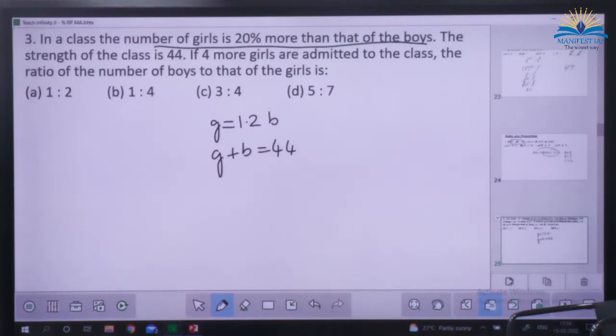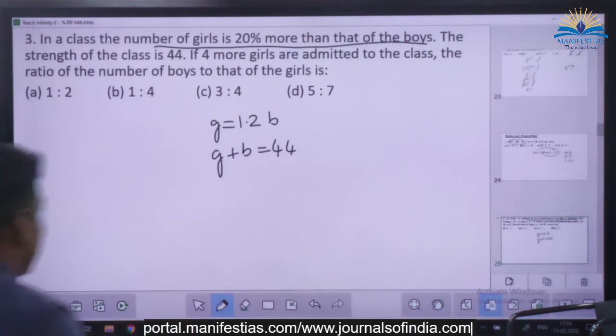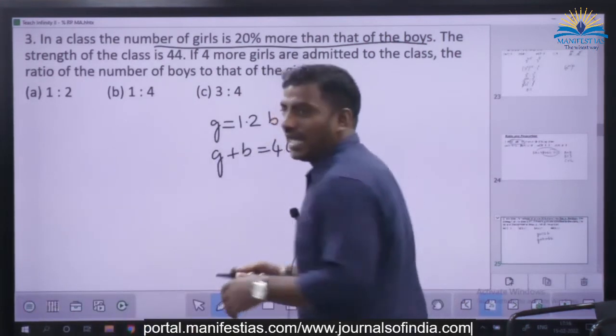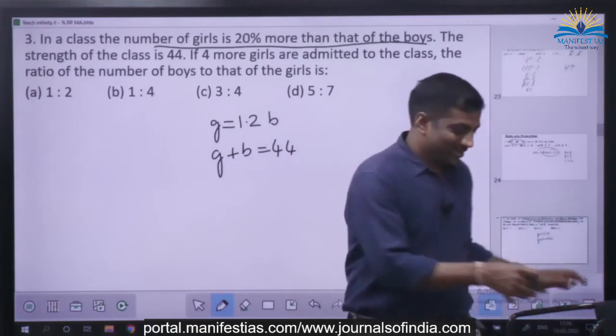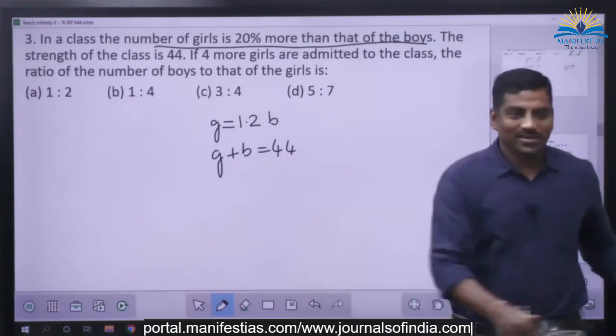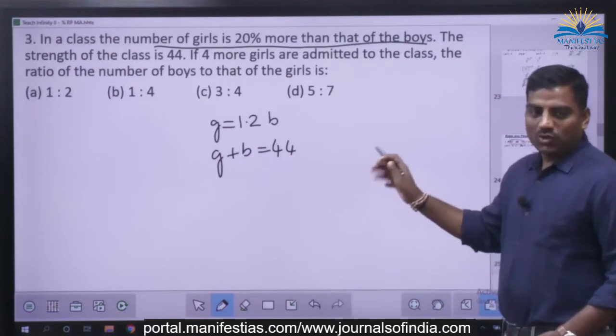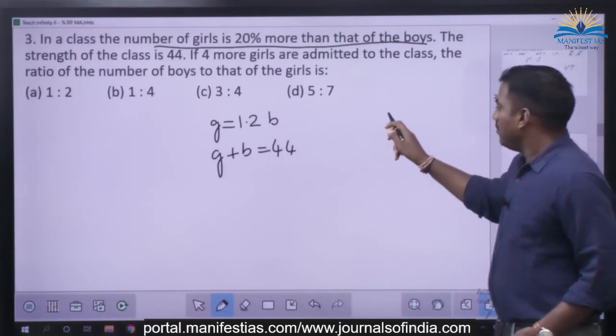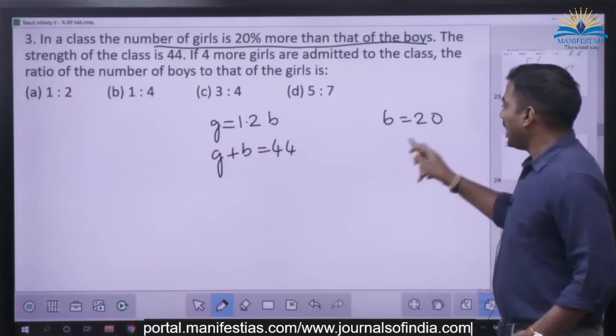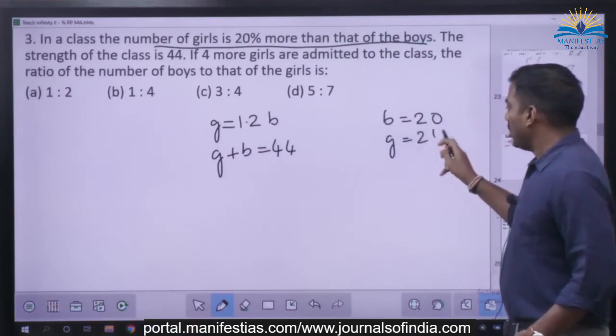What is the value of G now? G is equal to 44 minus 20. How much? Simple. So B is equal to 20, G is equal to 24. G plus B is equal to 44. So finally, B is equal to 20 and G is equal to 24.